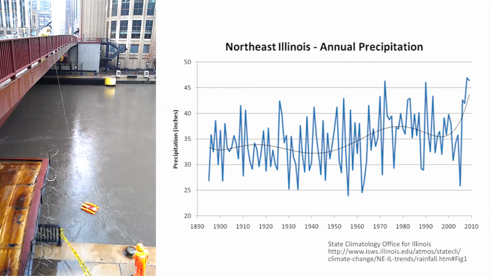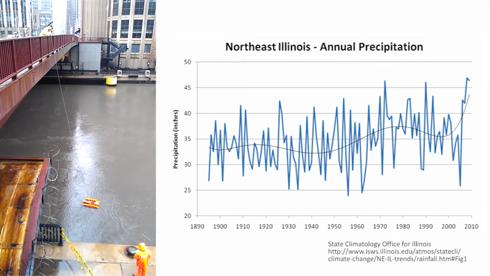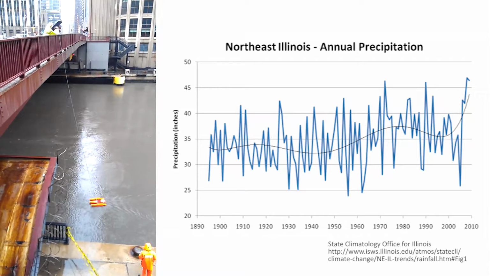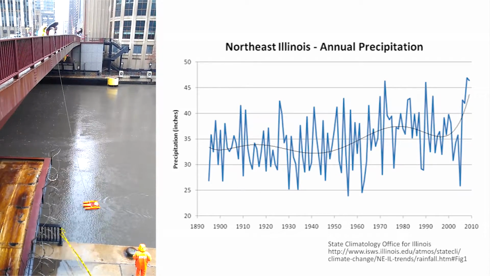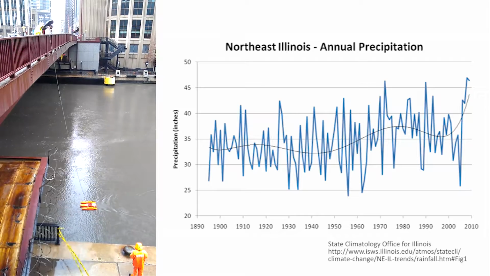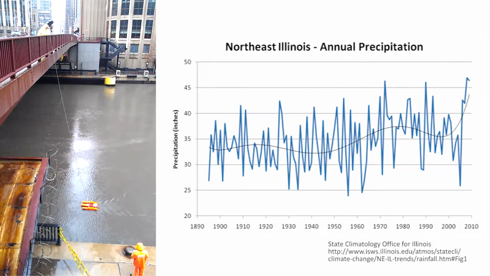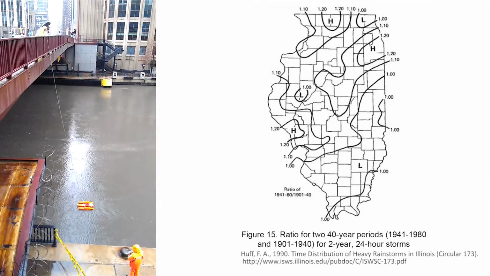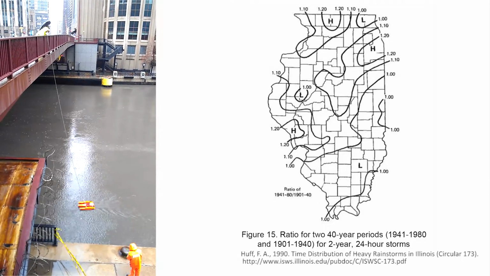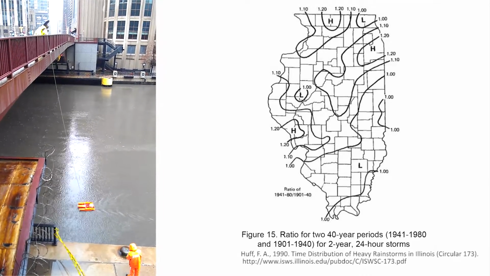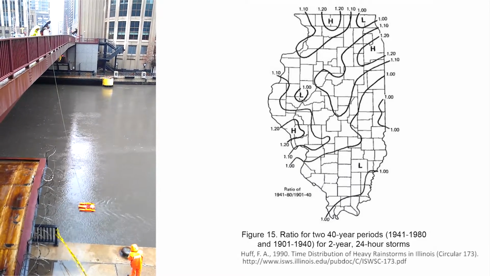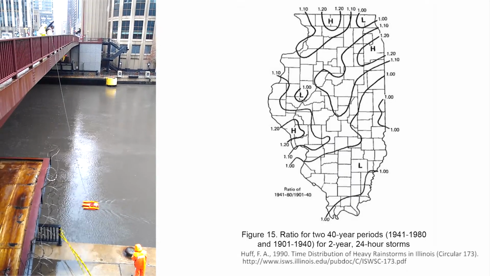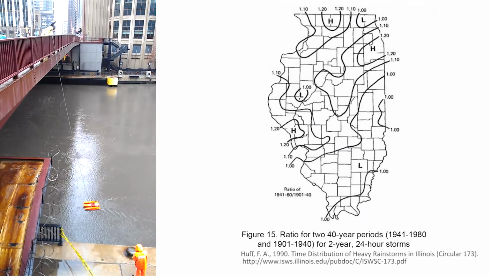This graph depicts the average annual precipitation for northeast Illinois using gauge data starting in the late 19th century. The data shows a slight trend upward beginning in the late 1960s and 70s. This is the total annual precipitation. The next figure analyzes whether the frequency of heavy storms in Illinois has changed between two periods from 1901 to 1980. A value greater than 1 indicates an increase in intensity. The figure generally shows an increase in intensity for the northern two-thirds of the state, including Chicago.